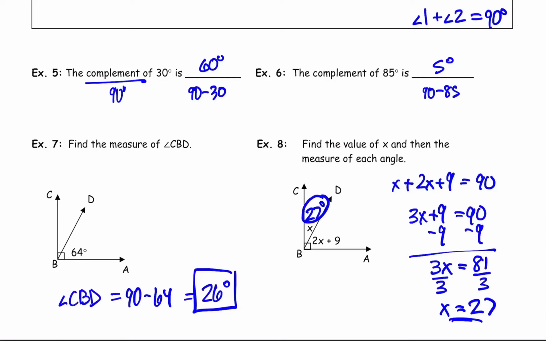And what's kind of neat here, algebraically, is there's two ways you can find this angle. Number one, you could take 27 and plug it in there and do 2 times 27 plus 9. Or, since you know both of these add to 90, I'm just going to take 90 minus 27. And that's going to give me 63. So I found the measure of both angles.